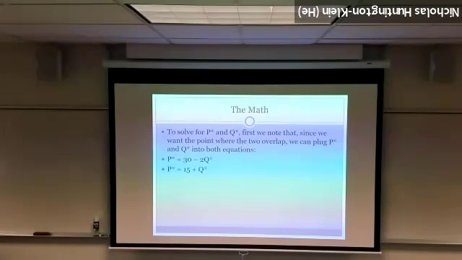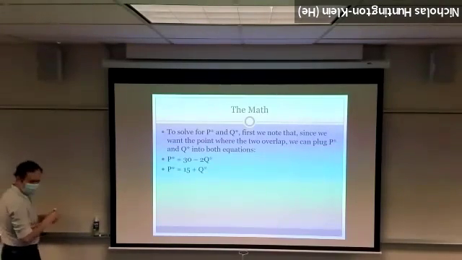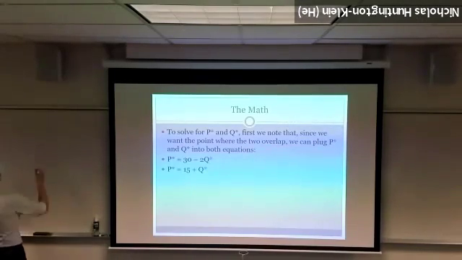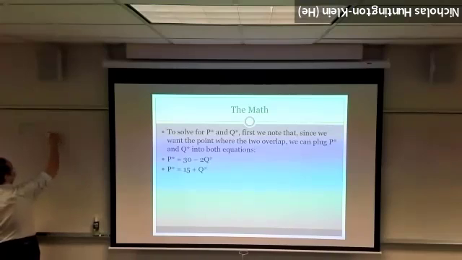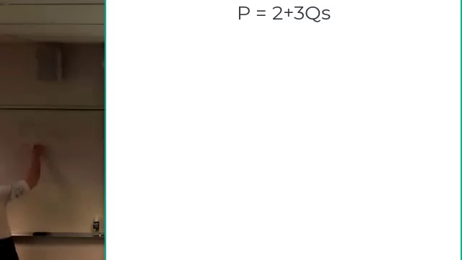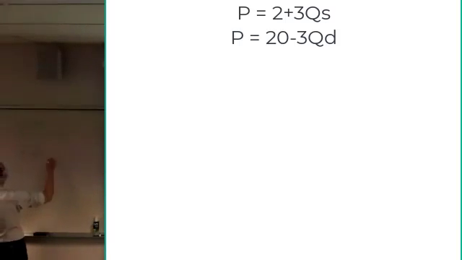Let's do another quick example of that. Let's say we got a supply. Let's see, we got price is 2 plus 3 times QS, and then we have demand, price equals 20 minus 3 QD. All right, so we can solve these two together.